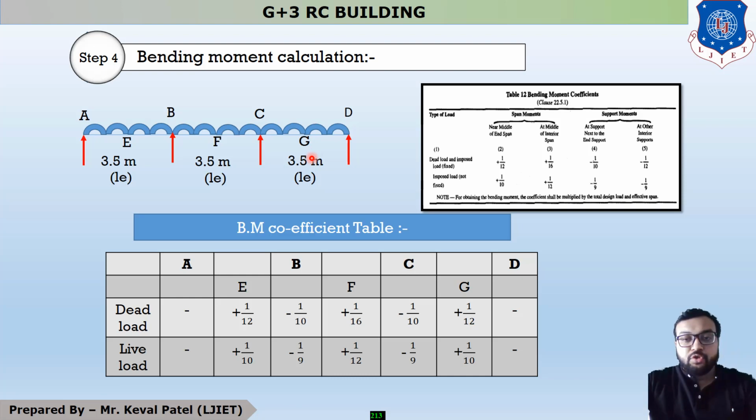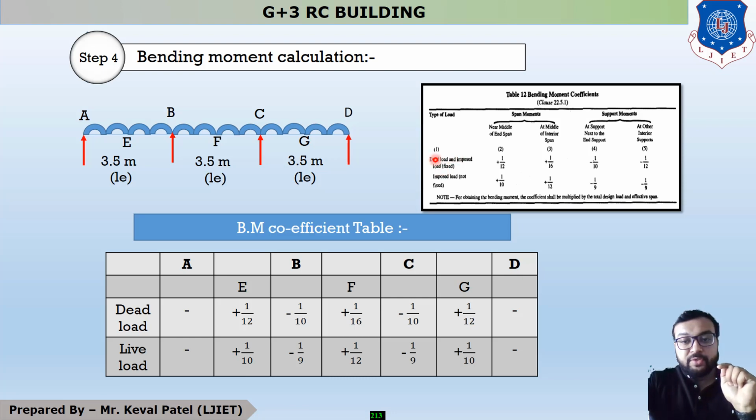Okay, so on page number 36 you can see that there are different moment coefficients for the dead load and live load. Dead load and imposed load, it means live load, but it is fixed. So imposed load but it is fixed. Sometimes furniture load is considered in this type of load. Live load but it is fixed.